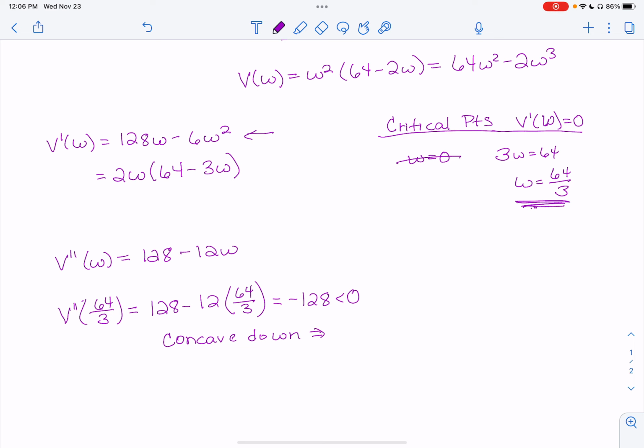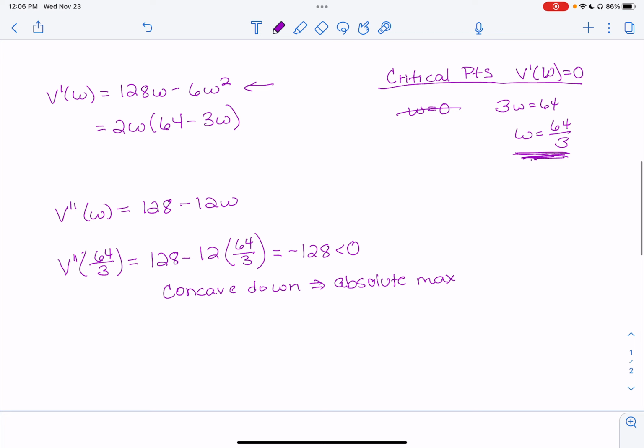And so that means that I must be at an absolute max, because this is the only critical point that I have, here at w equals 64 thirds, and I'm concave down there. And so it has to be the highest point in that domain that I have, okay? So I have an absolute max at w equals 64 thirds, which is great for me.